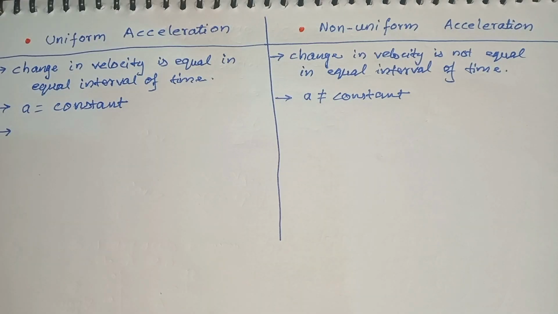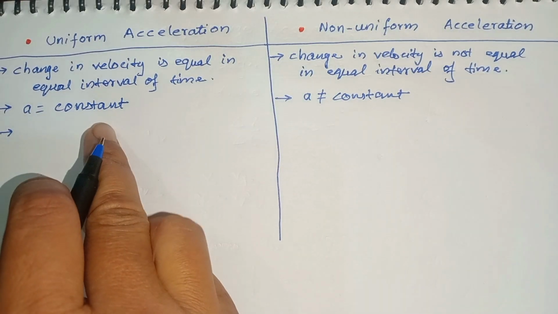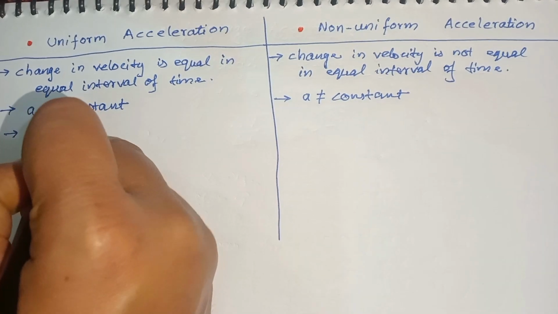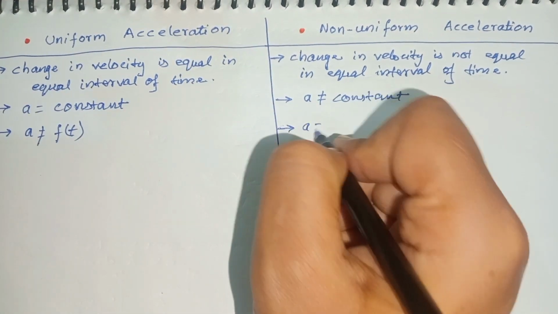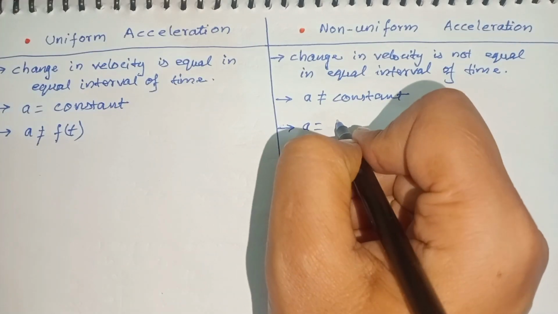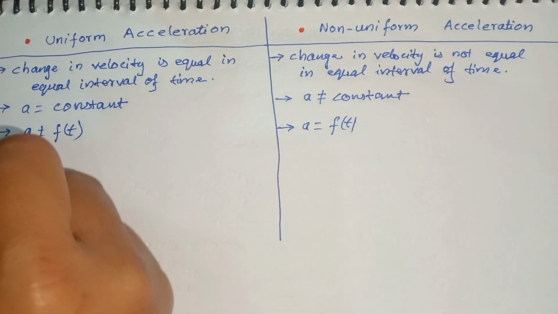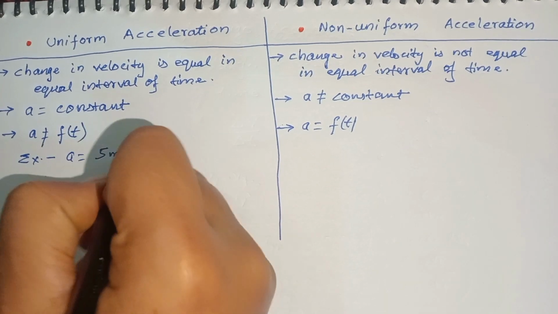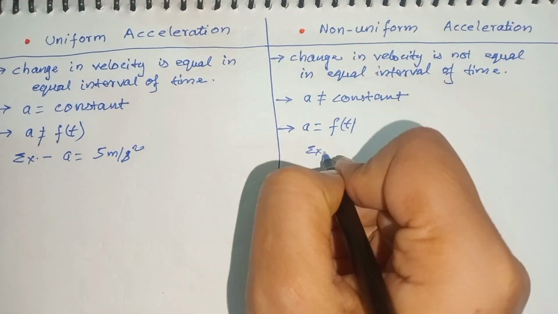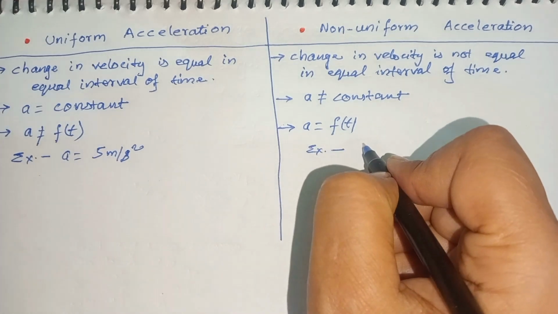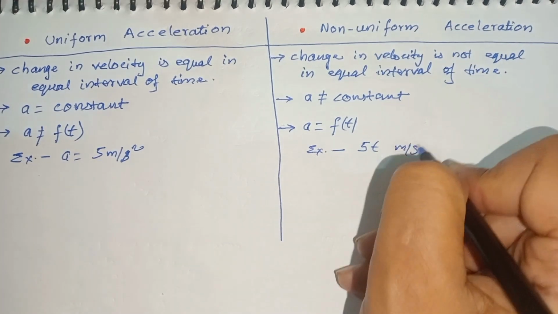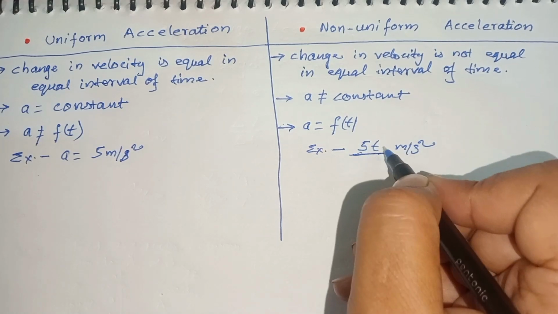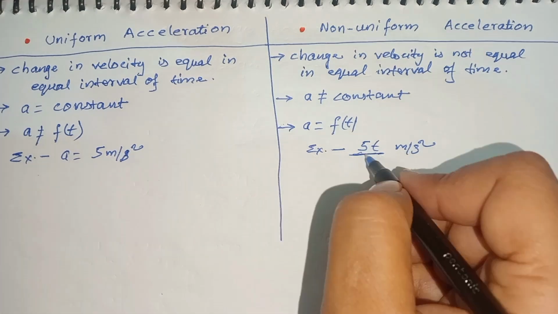Now, if the acceleration is not constant, what does it mean? In uniform acceleration, acceleration is not a function of time, and here acceleration is not constant, so it is a function of time. Let us take one example. If acceleration is given as 5t meter per second square, this is the non-uniform acceleration representation. It is a function of time.